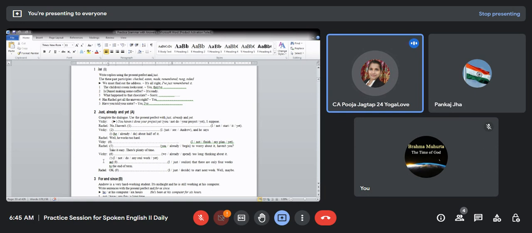Use these past participles: checked, eaten, made, remembered, rung, tidied. We must find out the address. It's all right. I have just remembered it. The children's room looks neat. They have just cleaned it. They have just tidied it.